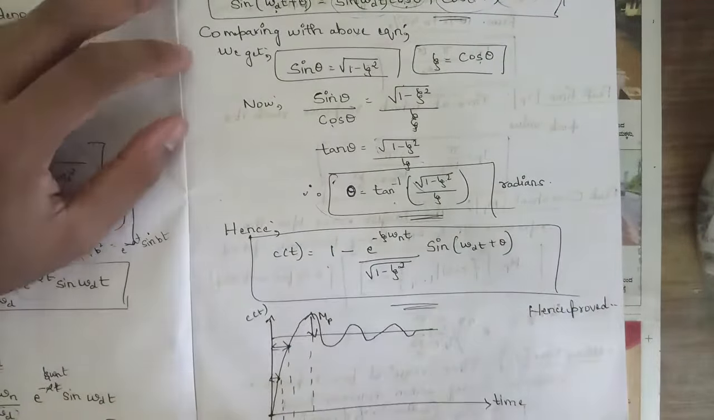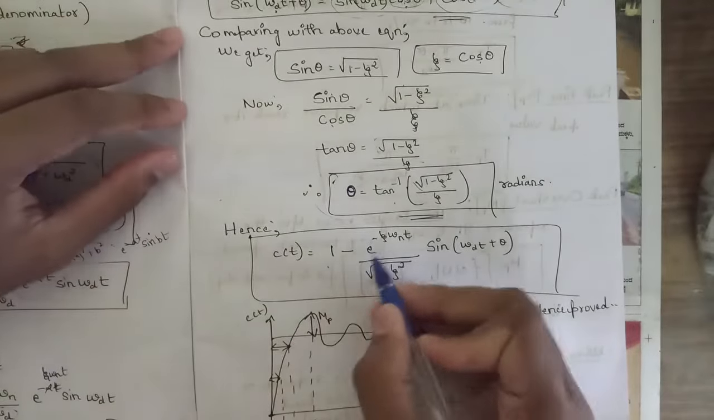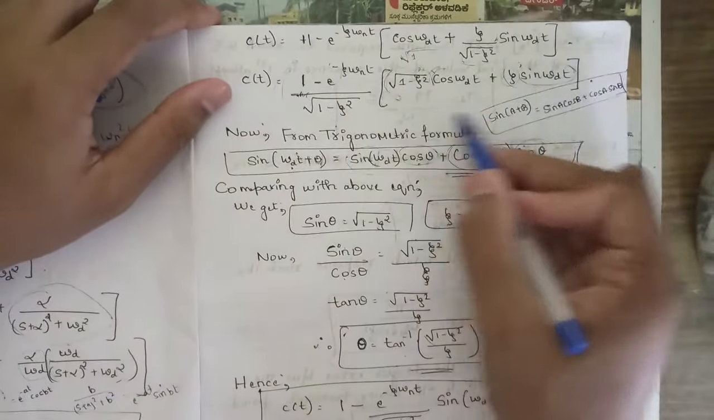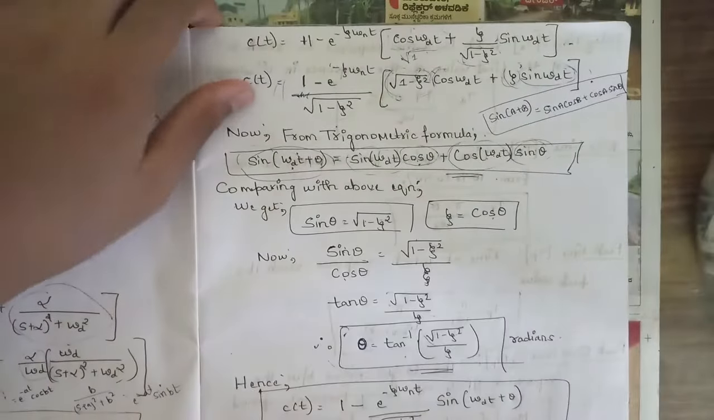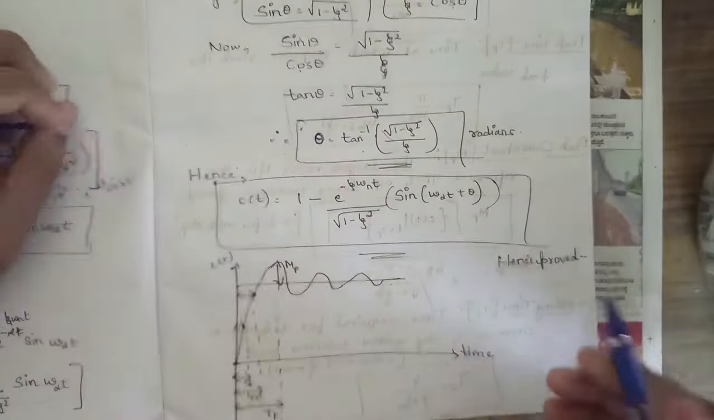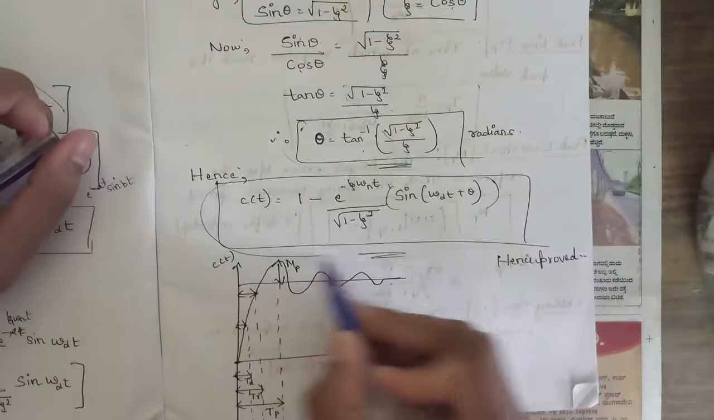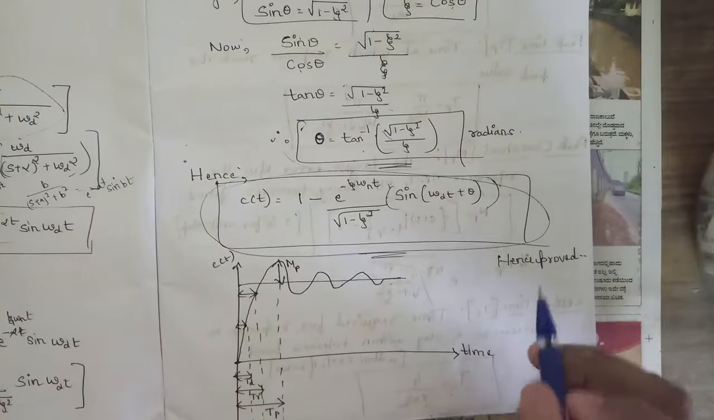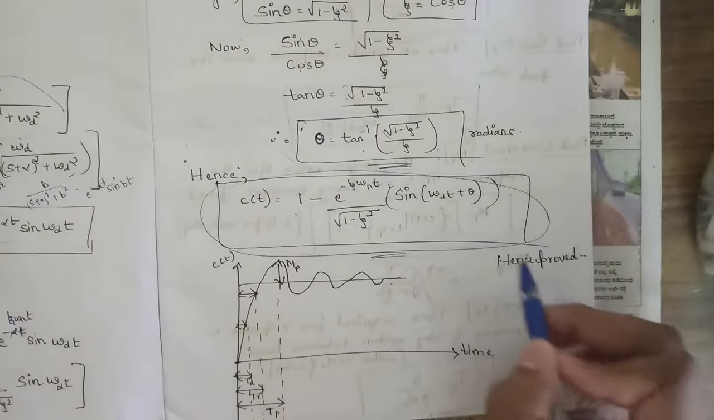So now finally our c of t expression is 1 minus e to the power minus zeta omega nt divided by square root of 1 minus zeta square, which remains as it is in the outside part. Whatever is there in the bracket is replaced by sin omega dt plus theta. That's why I have written it here as sin omega dt plus theta. So this is our final expression for the unit step response of a second order underdamped system. This is the output response which we get after all of these derivations, so hence proved.